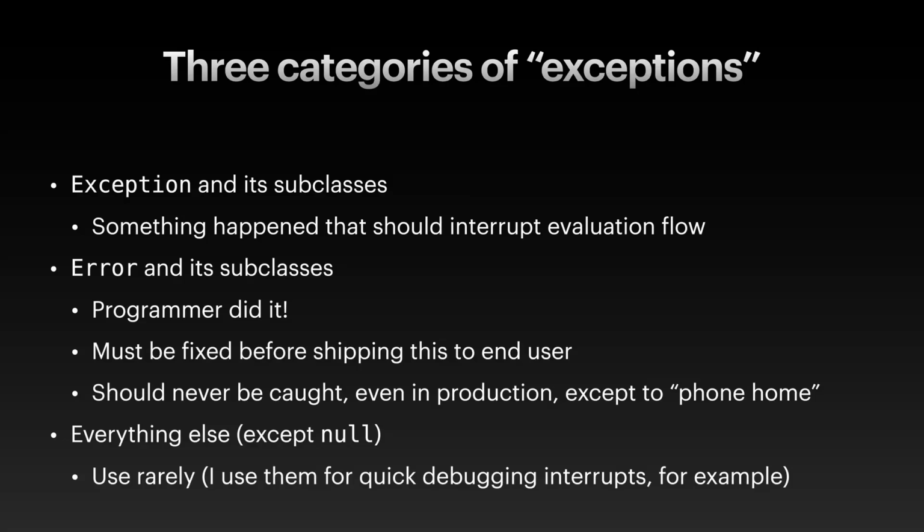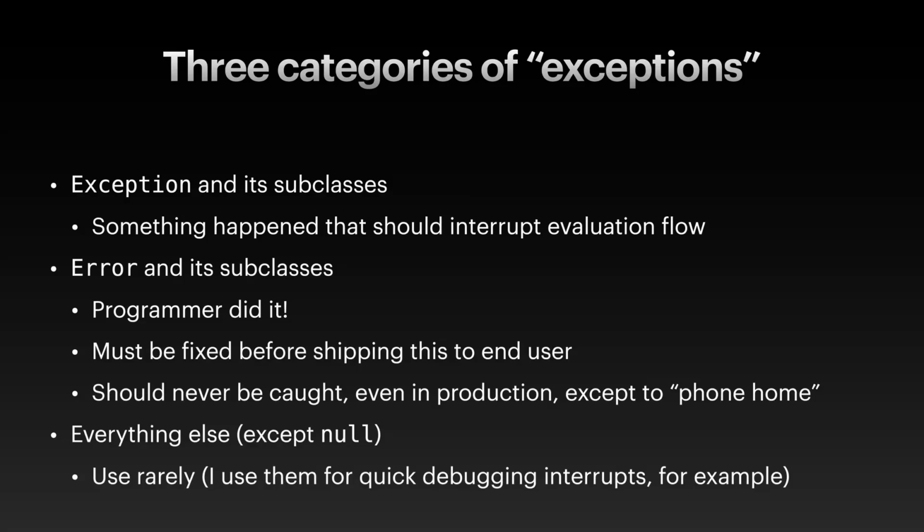So I want to talk about the three broad categories of exceptions. First, there's literally Exception and its subclasses, many of those. And that means that something happened that should interrupt somehow the normal call return flow that happens when you're calling functions and subroutines and methods. So it means something unusual happened, although reasonably predictable that it might happen.